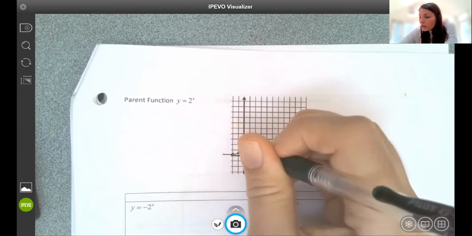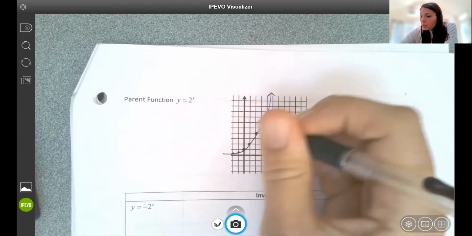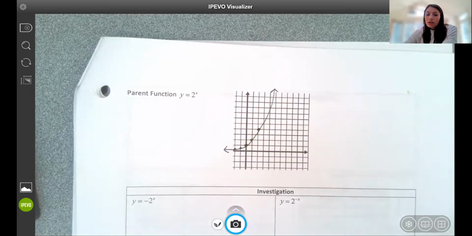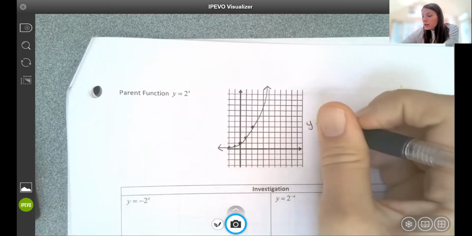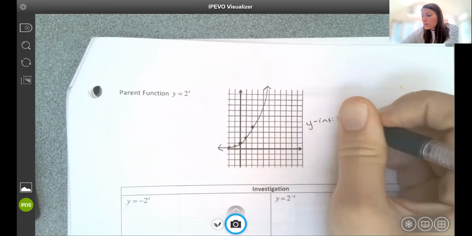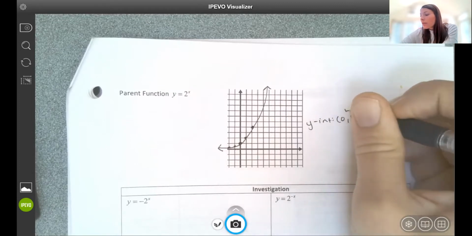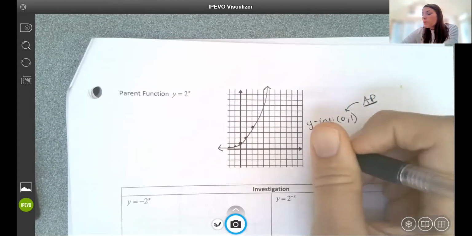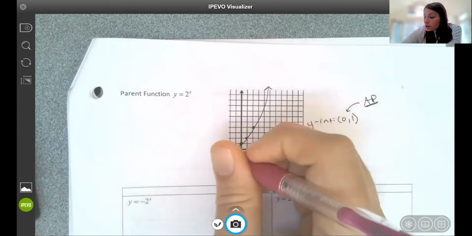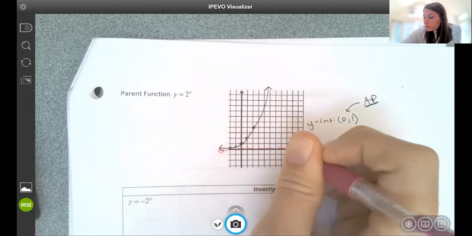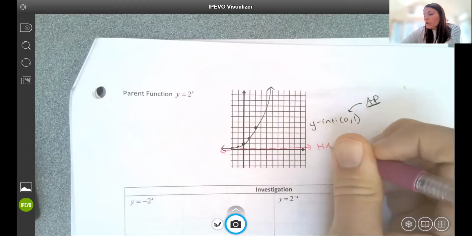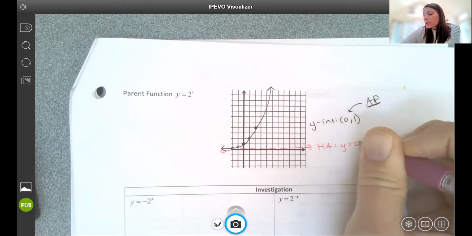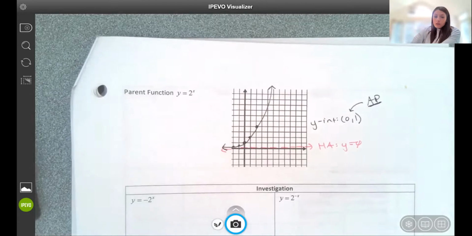That's just redrawing the graph from the other page so we remember it and we can see what it looks like. And this graph has a y-intercept of 0, 1. And this is our anchor point. I'm going to abbreviate anchor point as AP. And it had a horizontal asymptote at y equals 0. Okay, there's our parent function.